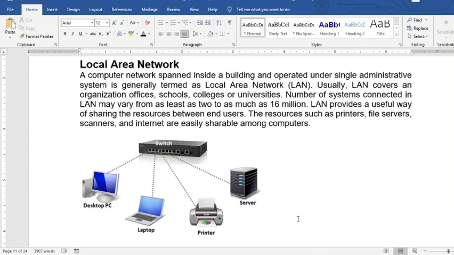A local area network is a computer network spanned inside a building or similar places. It is simply a desktop, laptop, printers, and a basic server. The most common example of a LAN is actually a computer shop. That is common in a local area.